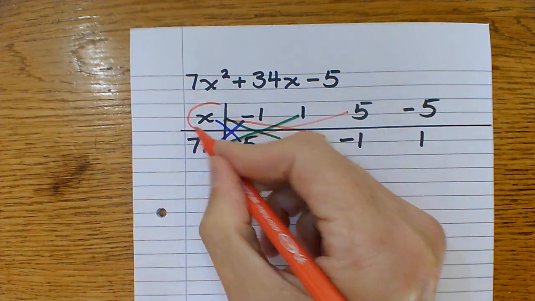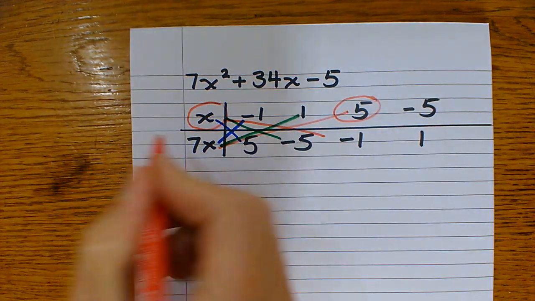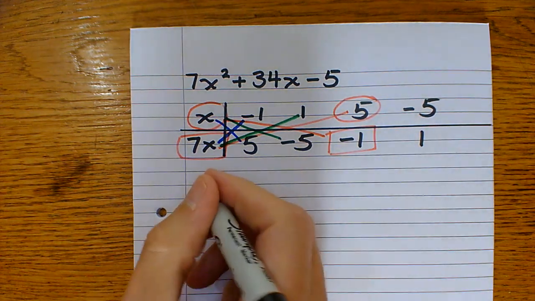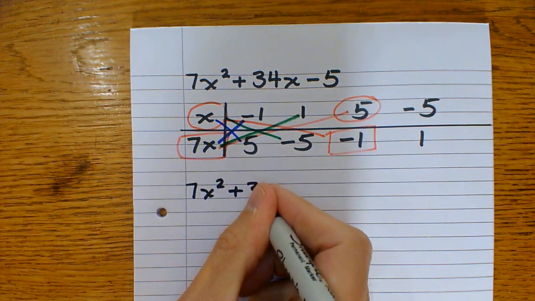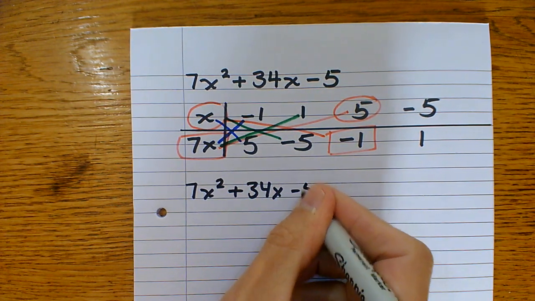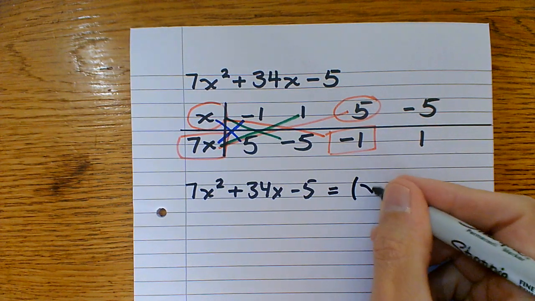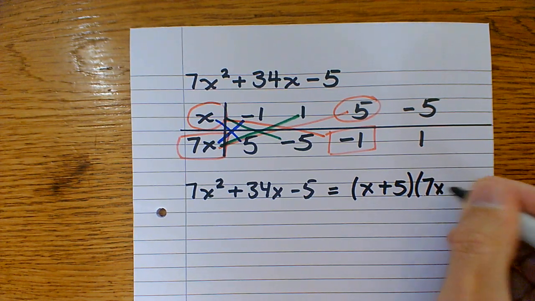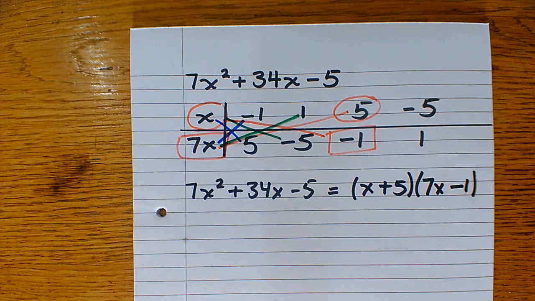So first bracket is going to be x plus 5. Second bracket from the bottom line is going to be 7x minus 1. So what we've achieved here is that we've managed to work out that 7x squared plus 34x minus 5 can be factorised to give us x plus 5 times 7x minus 1. There we are, that's that factorisation done.